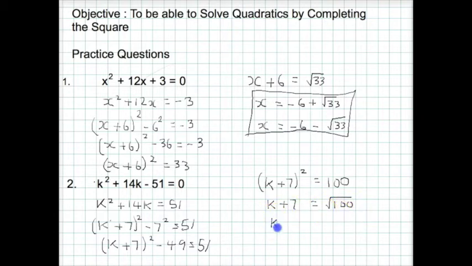So k is going to equal negative 7, when we take that over to the other side, plus or minus root 100. We don't really need to leave that in surd form now, because root 100 is 10. So we can write our two answers down. k is going to equal minus 7 plus 10, which gives us 3, but k can also equal minus 7 minus 10, which is negative 17.